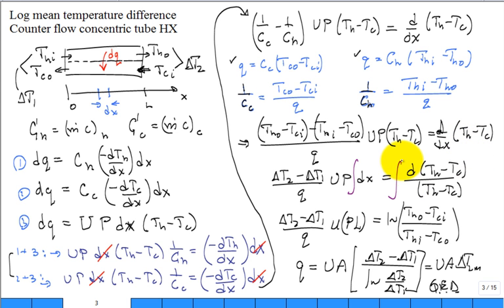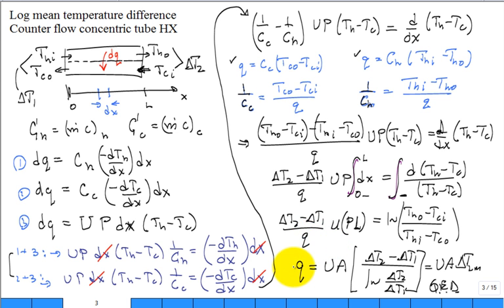Then I integrate, and I get an equation where L is the length, the integral 0 to L. And then when I integrate this delta T, I get the natural log. Substitute for the limits. At 0, it's delta T1. At the other end, it's delta T2. And I'm pretty well there, but I flip this around.